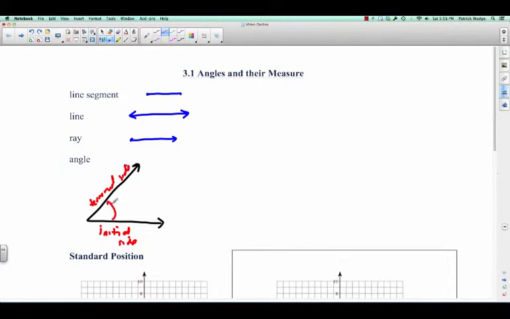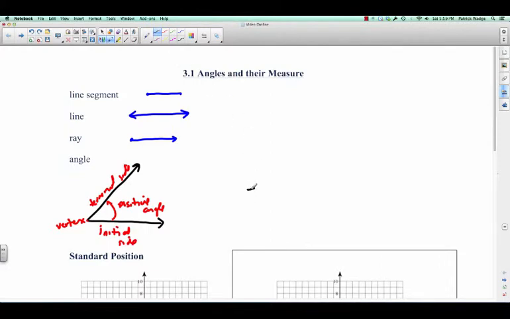We rotated this way, we got our positive angle, and that was because we rotated it counterclockwise, and our vertex was right here.